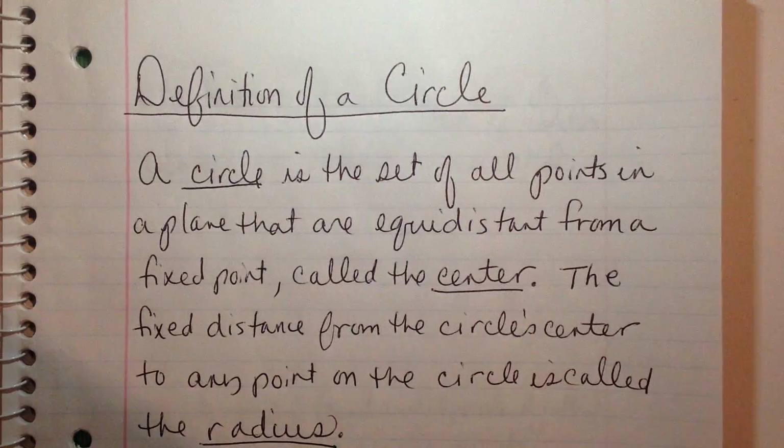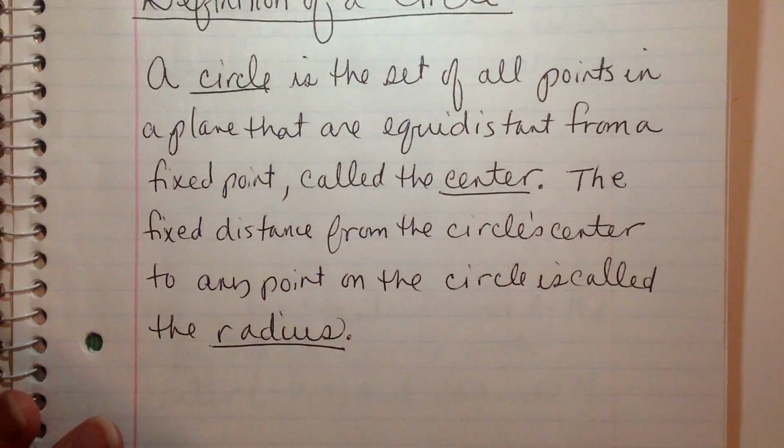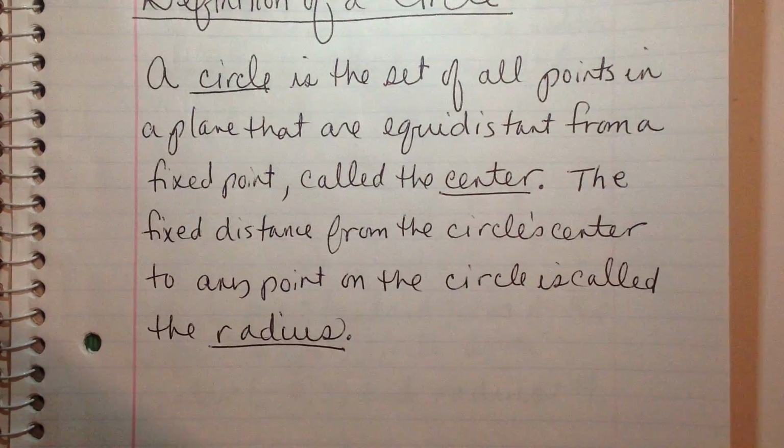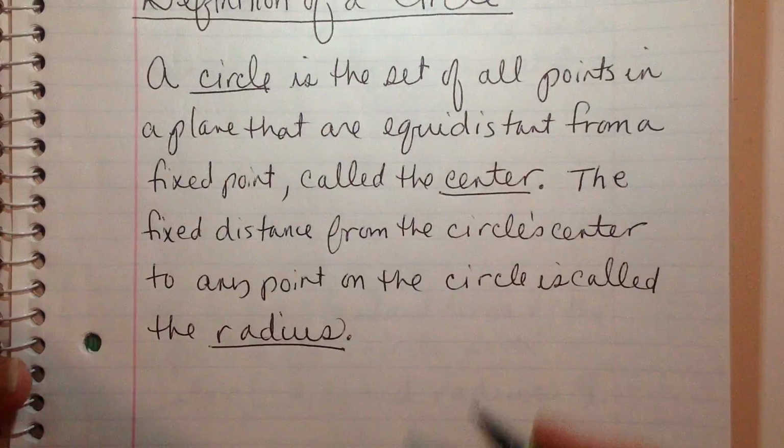Definition of a circle. A circle is the set of all points in a plane that are equidistant from a fixed point called the center. The fixed distance from the circle's center to any point on the circle is called a radius.